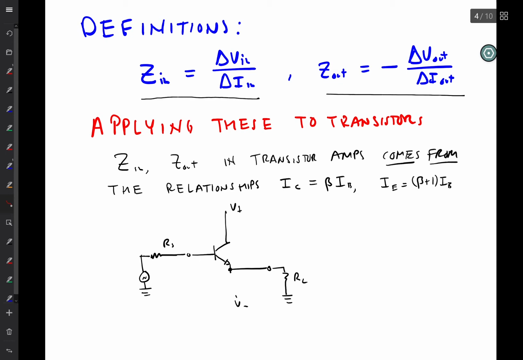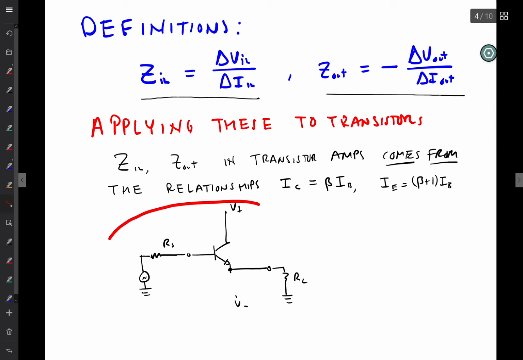So when I apply these to transistors, what I want to point out and emphasize is that Zin and Zout for transistor amps really comes from the fundamental relationship between the collector current and the base current, or equivalently the emitter current and the base current. That is, they depend on each other by this quantity called beta, which is the current gain or current amplification factor for the transistor. This is what really controls the impedances in transistor amps.